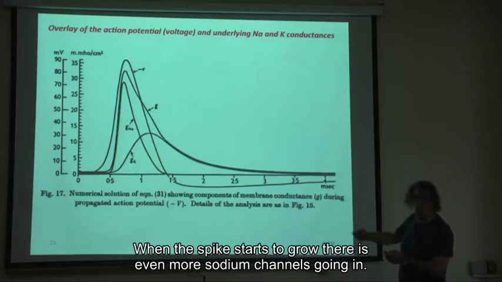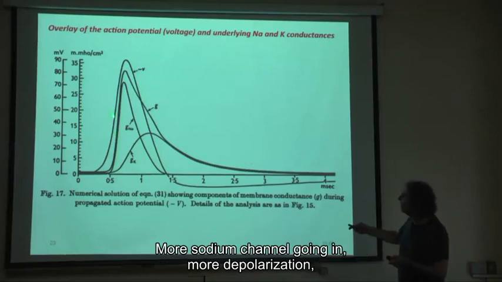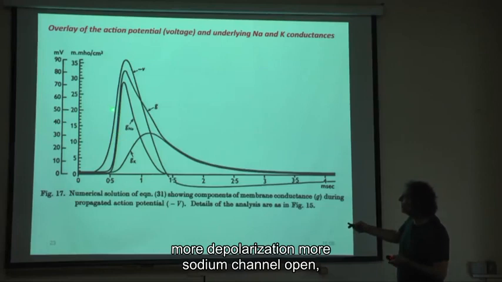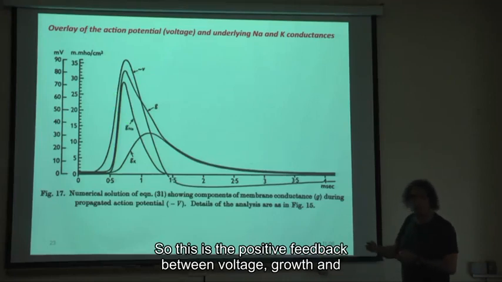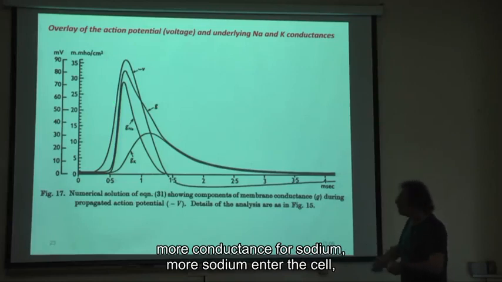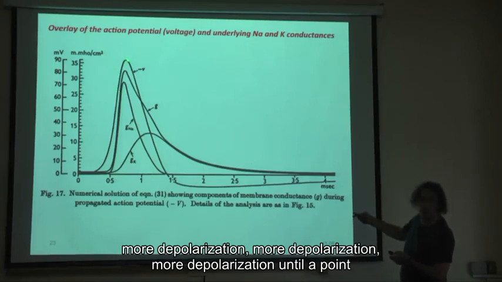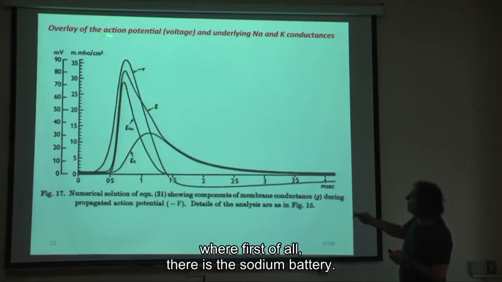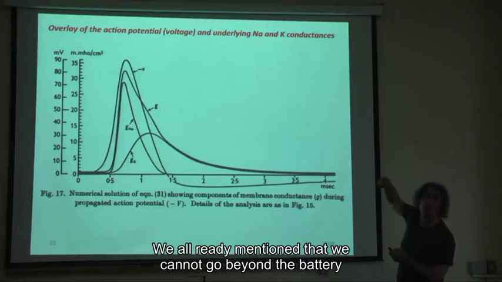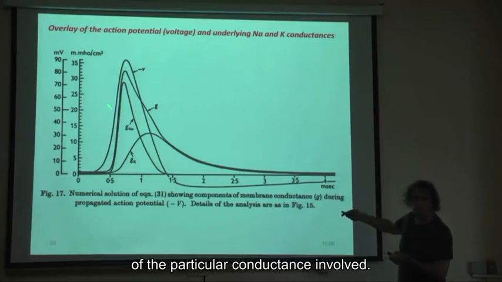When the spike starts to grow, there are even more sodium channels opening. More sodium channels, more depolarization. More depolarization, more sodium channels open, and so on. So this is a positive feedback between voltage growth and more conductance for sodium. More sodium enters the cell, more depolarization, until a point where, first of all, there is the sodium battery. We already mentioned that we cannot go beyond the battery of the particular conductance involved.